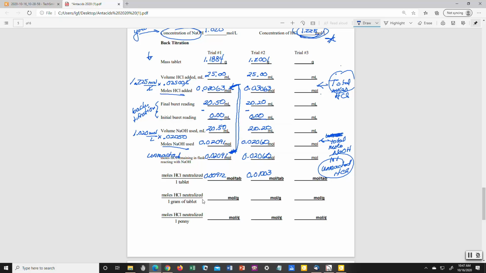Gave us the reacted. Now we want to figure it out in terms of grams of tablet. We took the number we just found, moles HCl neutralized per tablet, and then we multiplied it by 1 tablet over the number of grams, 1.1884 grams. Our tablets cancel, and that gave us moles of HCl neutralized per gram. And when she did this, she found that she had, for the first trial, 0.00812 moles per gram, and for the second trial, 0.00818 moles per gram.